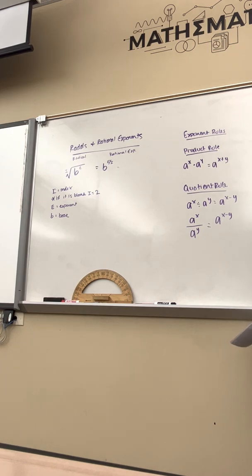Zero power rule says that anything to the 0 power equals 1. So anything to the 0 power equals 1. And then negative powers says that if I have a to the negative x, it is 1 over a to the x. We move it to the other side of the fraction bar.